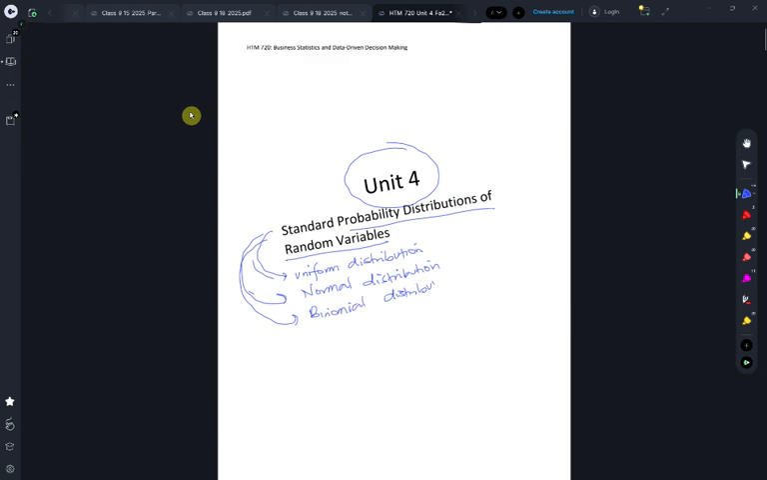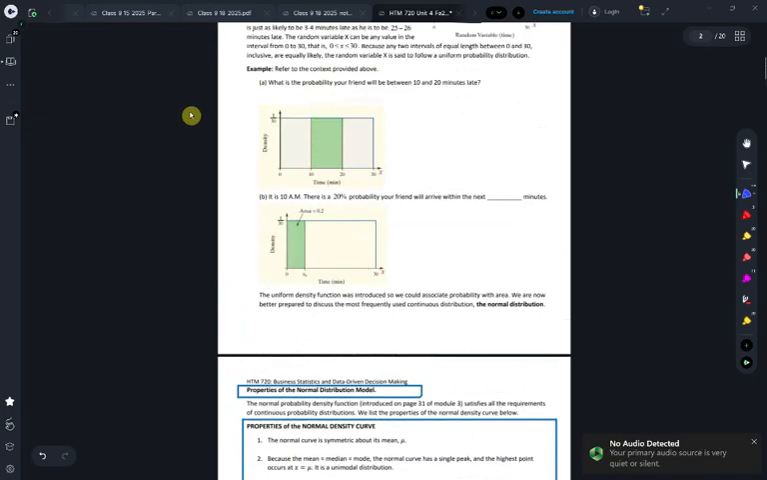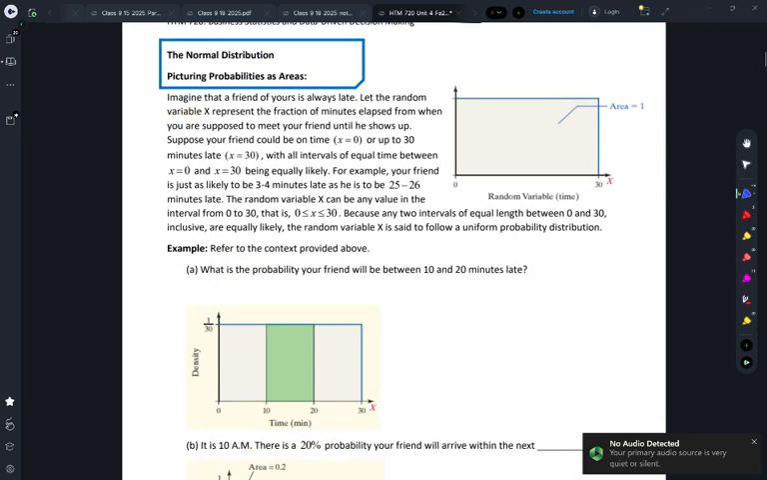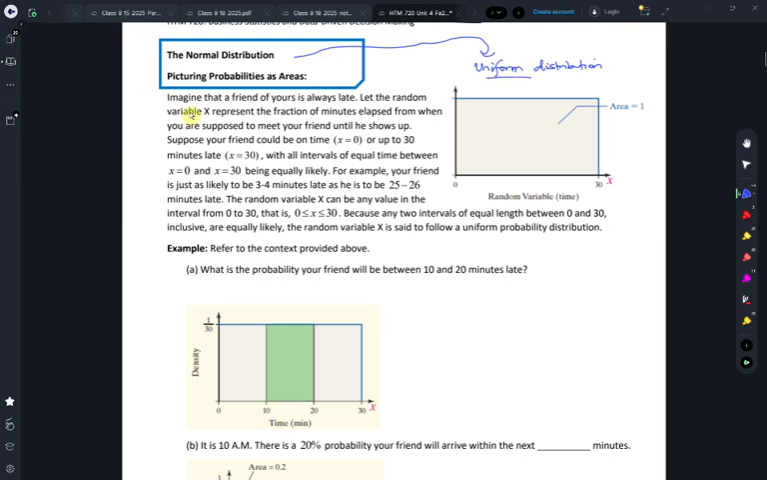So to get started, let us consider first the uniform distribution, which will provide a natural segue into our discussion on the normal distribution. I would like us to first make a stop on the uniform distribution. Many of the underlying concepts and how we visualize probabilities can be illustrated by using a uniform distribution, where I'm going to show you how we can picture probabilities as areas.